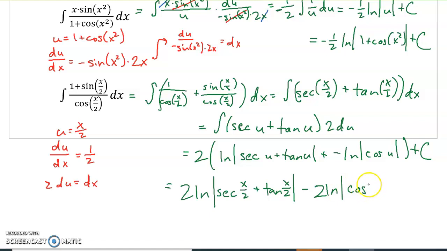Lots of things floating around here, isn't there? All right, so that is a nice final answer that we can leave it. Some people will try to start combining these together using properties of logs. You're welcome to play around with that if you like. I don't know if there's much point to it, but if it makes you happy, knock yourself out.